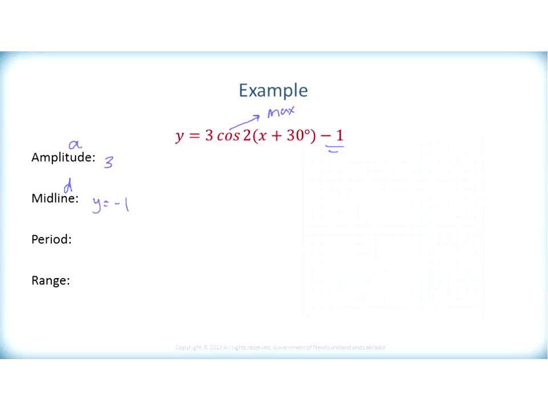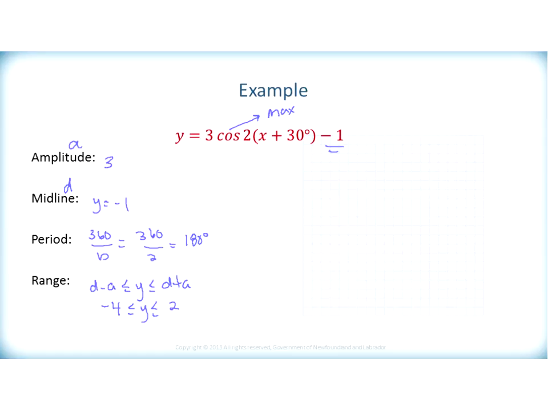The period will be 360 degrees divided by b. So we have 360 degrees divided by 2, which gives us 180 degrees. And our range, of course, is our minimum, d subtract a is less than or equal to y, is less than or equal to d plus a. And in this case, we have d is -1 subtract 3, which will give us -4, is less than or equal to y, is less than or equal to d plus a, which is -1 plus 3, which would be 2.